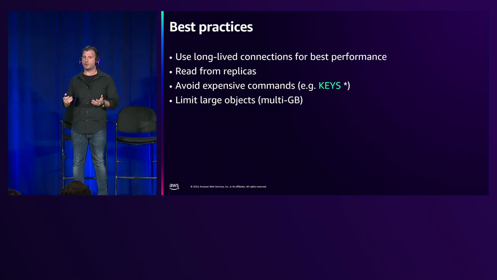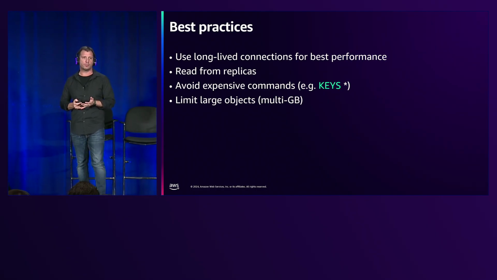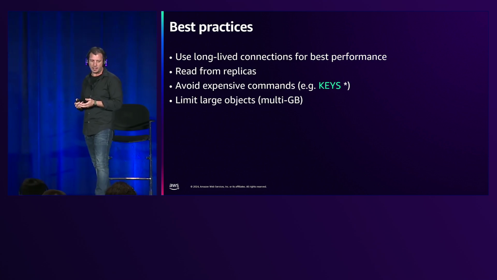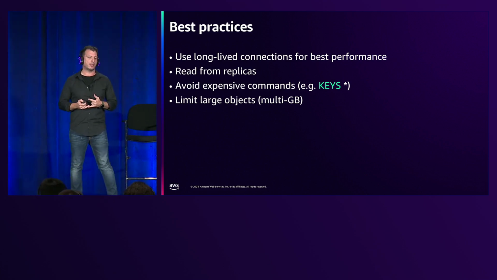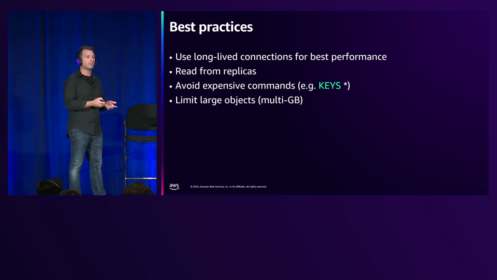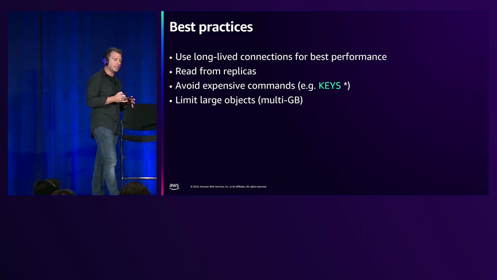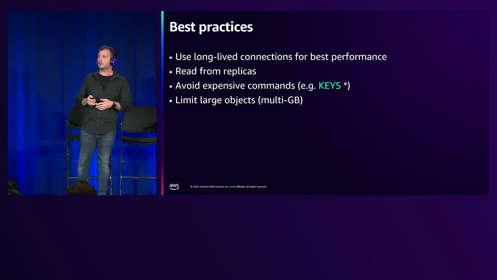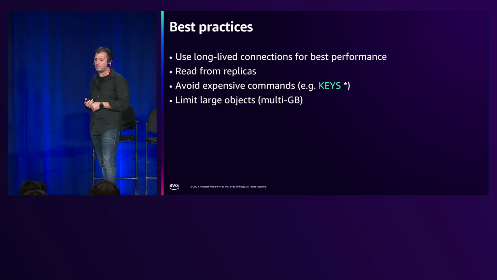We also talked about read from replica. If you want to scale your read throughput and you want to achieve microsecond response time, you need to use read from replica. You also should avoid using expensive commands that scan the entire engine, so it will not be busy. And of course, limit your large objects because they can affect the network bandwidth and the CPU cycles to process them.